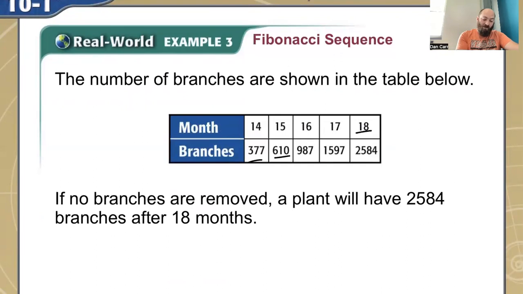So we look at 18 months, there should be 2,584 branches, because that is the sum of those 2, 987 plus 1,597. That's how I get to that one there. So again, if no branches are removed, that's what this plant will have: 2,584 branches after 18 months.